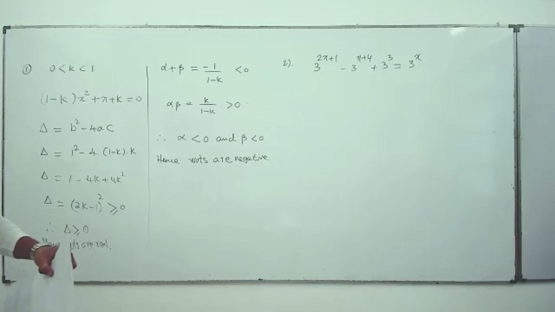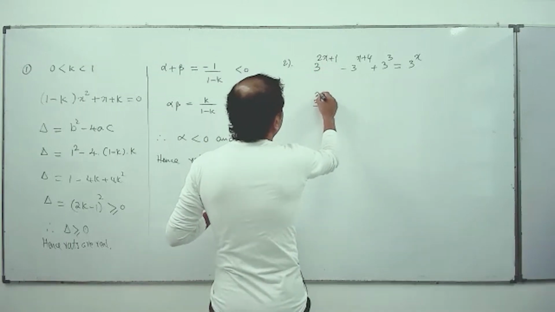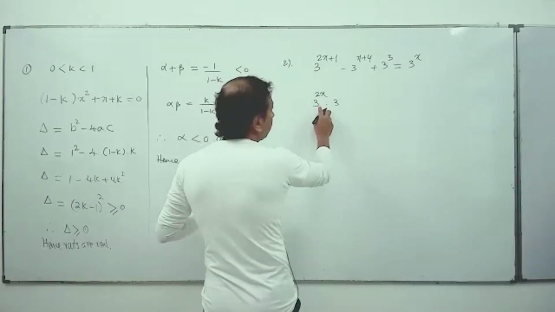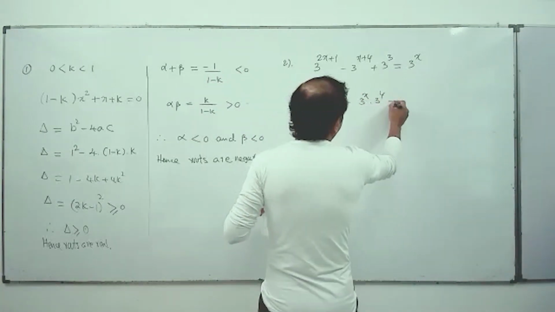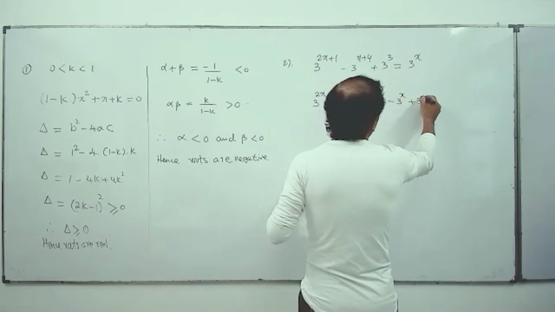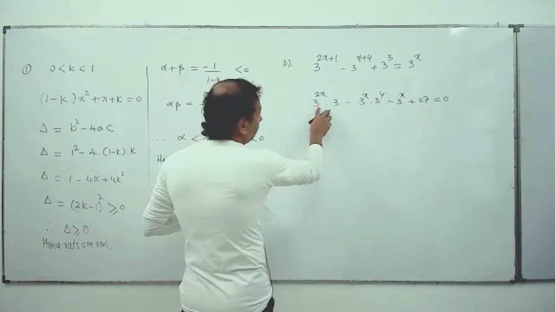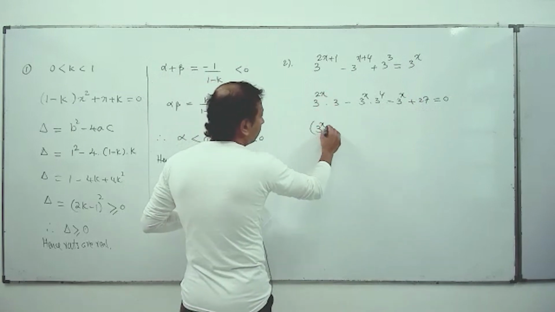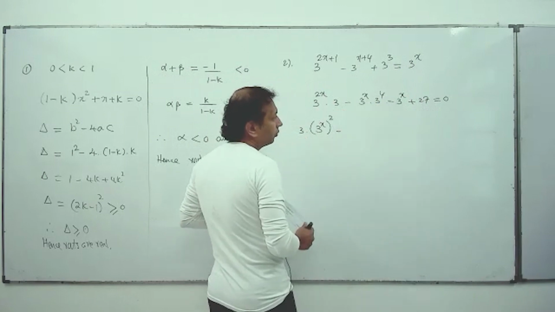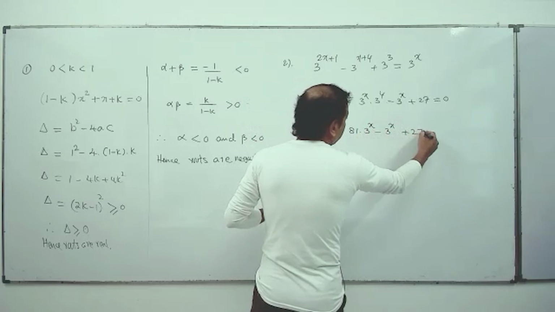Now here you can write 3 to the power 2x plus 1 as 3 to the power 1 times 3 to the power 2x. And here bring this side, minus 3 to the power x plus 3 to the power 3, it is 27, no? Equals 0. This 3 to the power 2x I can write as 3 to the power x all to the power 2, and this 3 to the power 4 is 81, minus 81 times 3 to the power x, minus 3 to the power x, plus 27 equals 0.